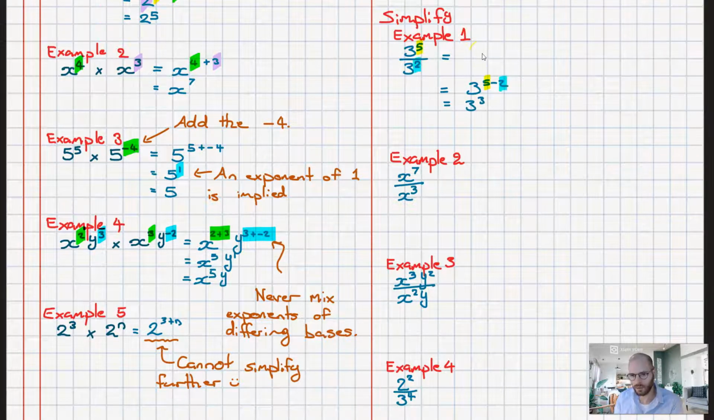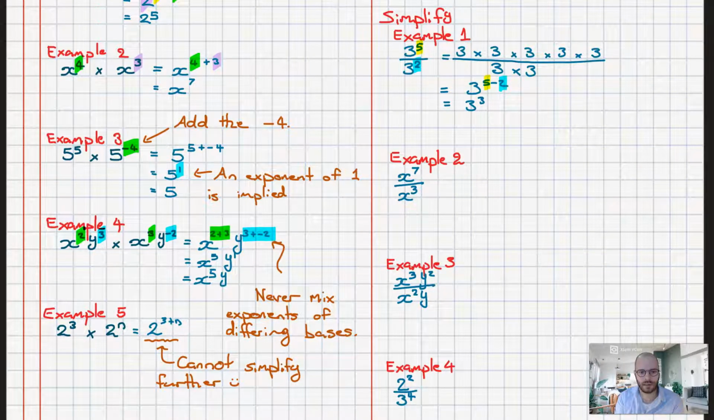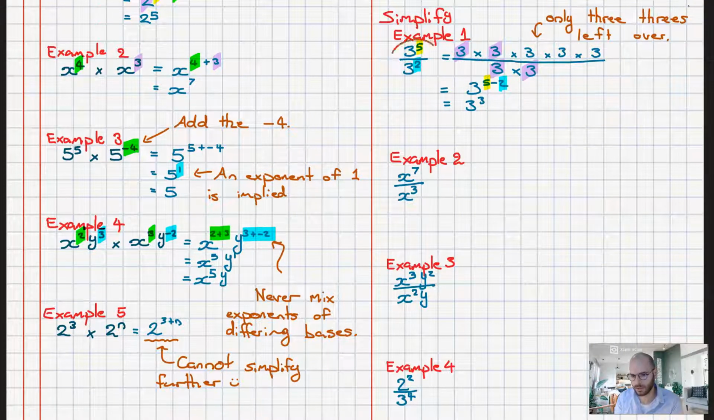Now having a look at why this actually works, we can expand out the numerator and the denominator. If we simplify this out, taking like for like, what we're left with are simply 3 threes on the top line, which simplifies down to 3 to the power of 3. But when we're solving this question, we'd simply go straight down to these two lines here.